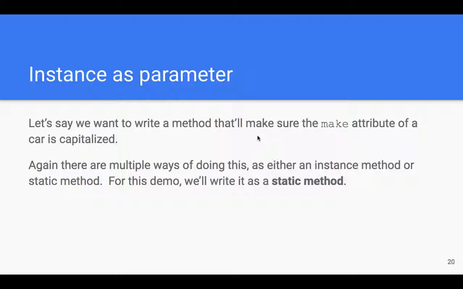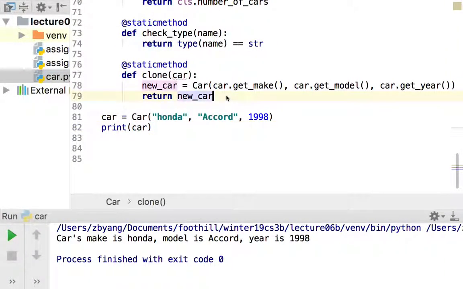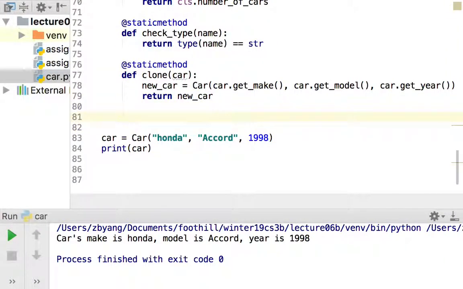Okay. Now again, there are multiple ways of doing this. We can either write it as an instance method or as a static method. For demonstration purposes, we will again write it as a static method. And as a matter of fact, I think this should not be too difficult. So why don't you pause the video and give it a try first. Okay, assuming you have done that, this is my attempt to capitalize the make attribute of a car.